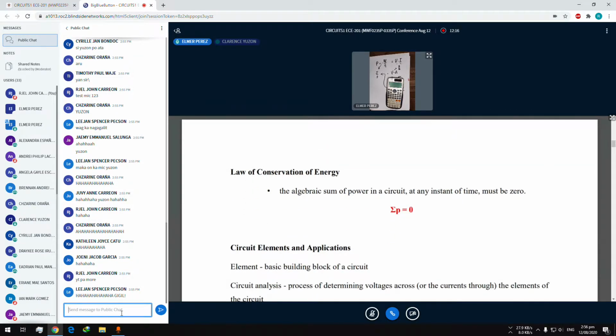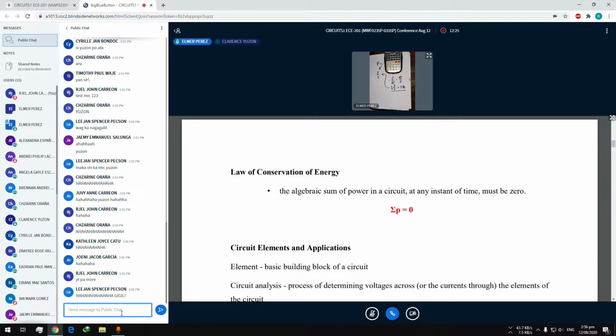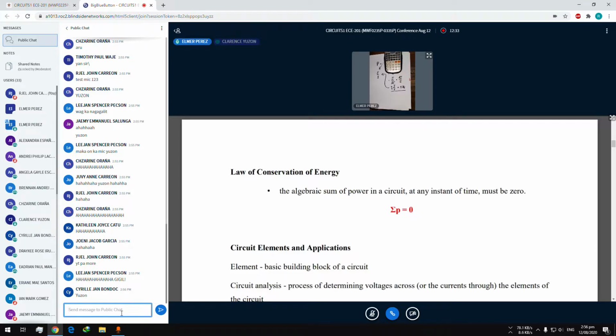Okay, now let's go to the law of conservation of energy. So alam niyo yung law of conservation of energy. Sinabi niyo to dati that energy. Sino yun? Parang may matawag sa inyo. Siguro Clarence, i-mute mo muna.